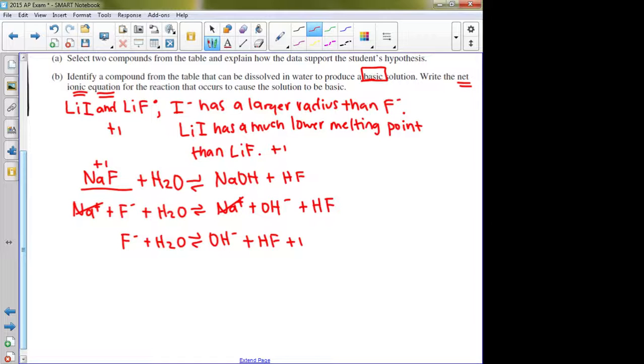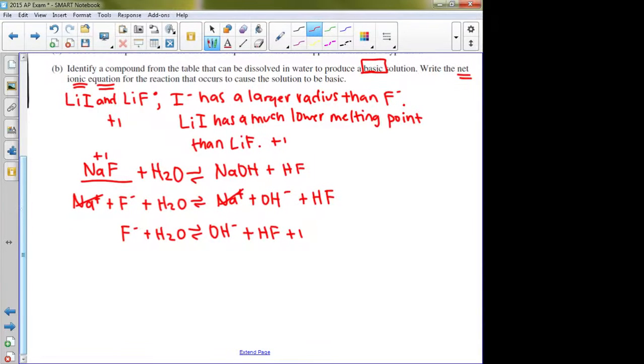Now, shortcut. Do you remember how we said strong always wins and strong is always the what? Spectator. So if I take NaF plus H2O goes to NaOH plus HF, who's strong? NaOH. So Na is my spectator. So F negative plus H2O goes to OH negative plus HF. That's why we say strong is the spectator. Does that make sense now? I should have explained that when we did that in class, why the strong was the spectator, and that would have helped. Mental note to self for next year.